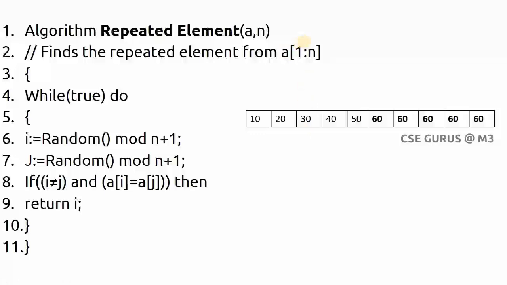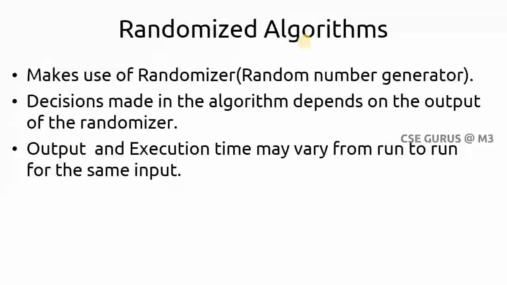But if in the first instance itself i generates, let us suppose, 6, and j generates, let us suppose, 8, then you will get the answer in the first instance. This is the main advantage. Of course, that may be a lucky one. So this is about randomized algorithms.